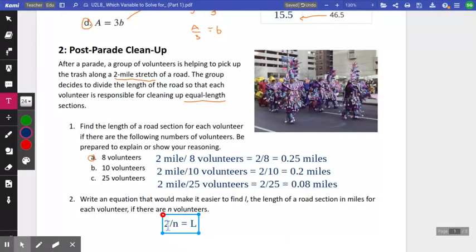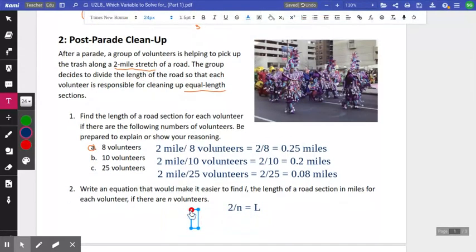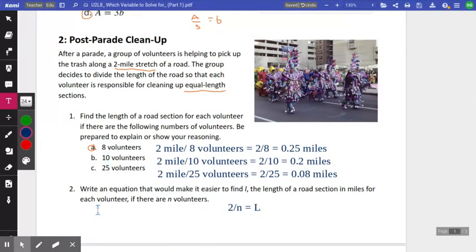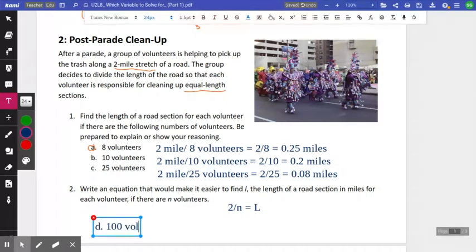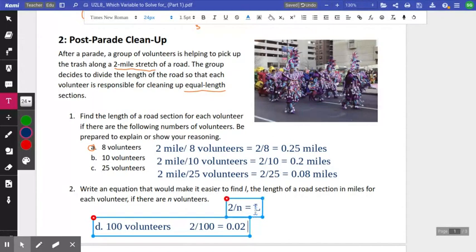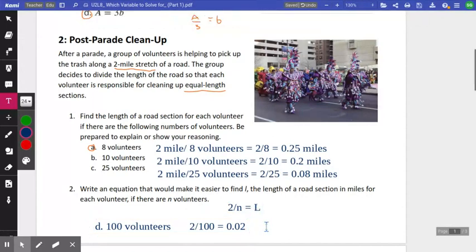cleaning up. Now we've got this equation here that we could have used if I told you any number of volunteers. So let's say I told you, I don't know, there were 100 volunteers. This equation here makes it nice and easy for you to figure out how long of a section each one would have to clean up. We would just take the 2 and divide it by N, which is the number of volunteers, which here is 100, and that would give us the length in miles each volunteer would have to clean.